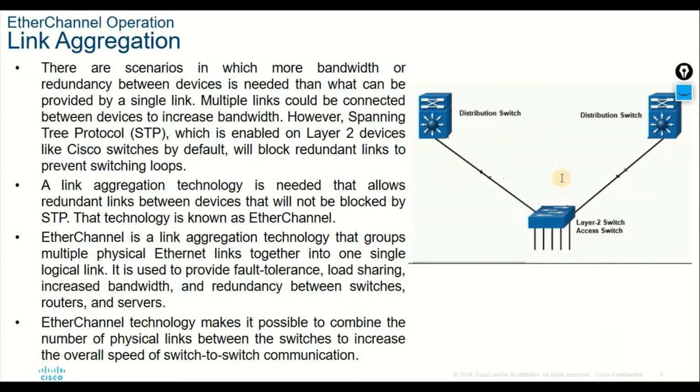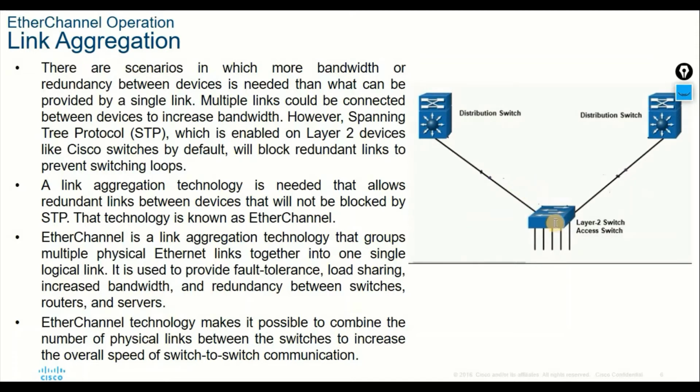Look at the scenario. In this scenario, we have a layer 2 switch, that is an access switch, connected with two distribution switches. The layer 2 switch receives traffic from different sources at the rate of 100 Mbps or 1000 Mbps. The layer 2 switch aggregates all the traffic, which must be sent to the distribution switches.